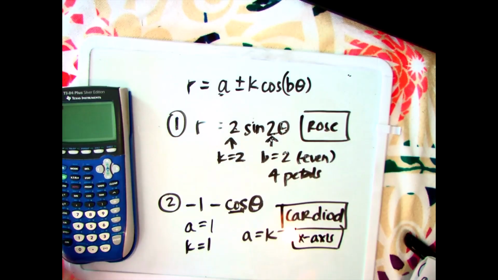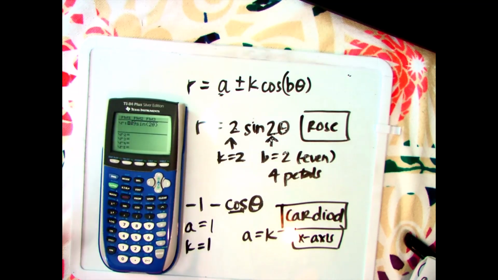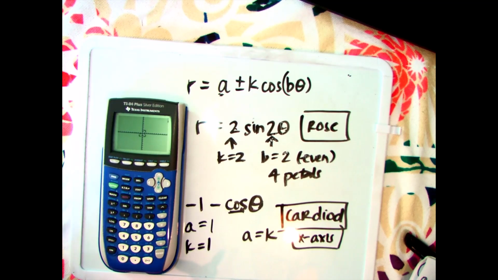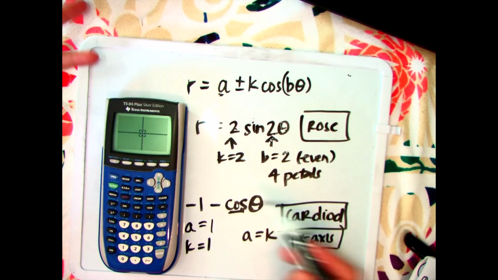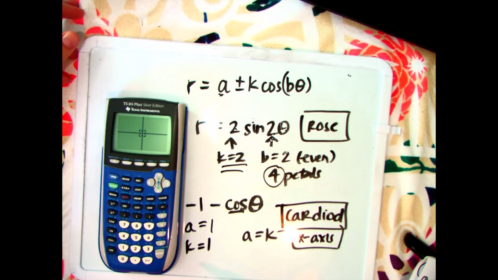So, we can easily check our work to see if we got this right. So, I'm going to type these in. We've got 2 sine of 2 theta. Let me make sure I've got this good. So that does produce a rose. How many petals? 4, and then their length is 2 each. So each of the petals go out a distance of 2 from the pole, from the origin.